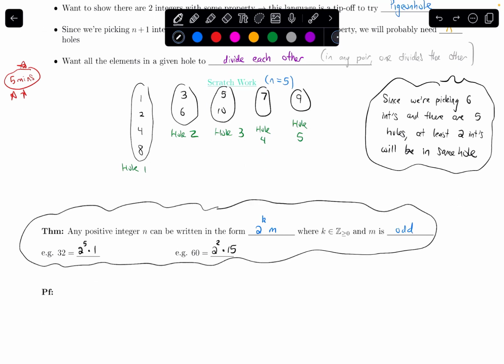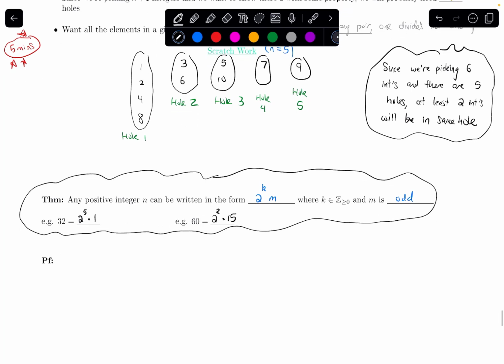and now we're ready for the proof. So in the proof, I start off by stating what we're given, which is I'm going to let a1, a2, dot dot dot, up until a_{n+1} be positive integers in my set that consists of 1, 2, 3, dot dot dot, up until 2n.